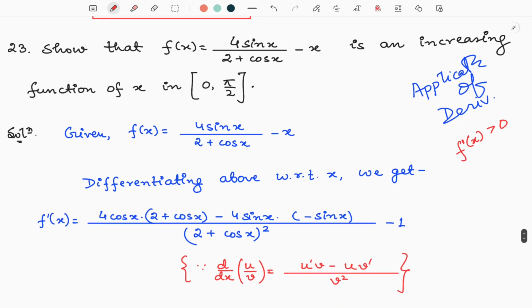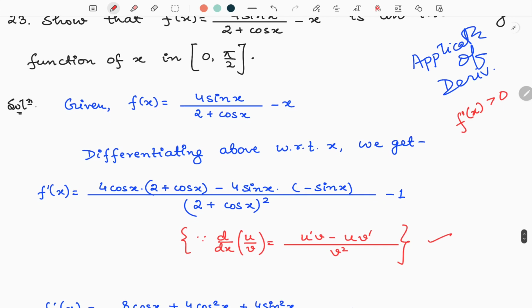Here f x is 4 sin x upon 2 plus cos x minus x. So there are two terms. The first term we will differentiate with the quotient rule, that is, differentiation of u by v equals u dash v minus u v dash upon v square. So 4 sin x differentiation is 4 cos x, keeping the denominator constant, then minus sign. Now keeping the numerator constant, differentiate 2 plus cos x, whose differentiation is minus sin x, upon 2 plus cos x whole square.